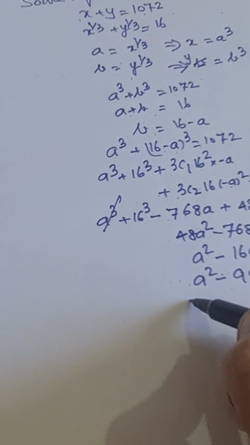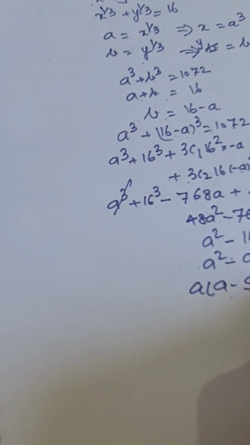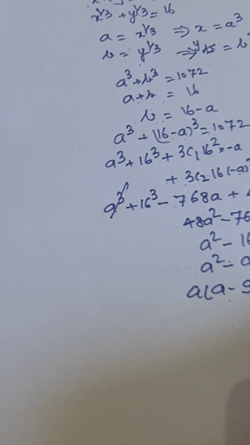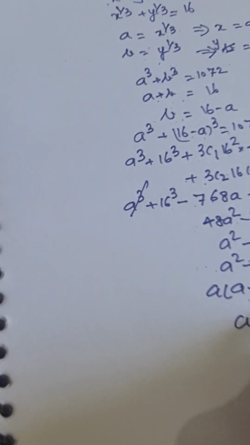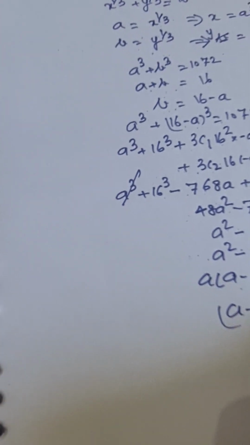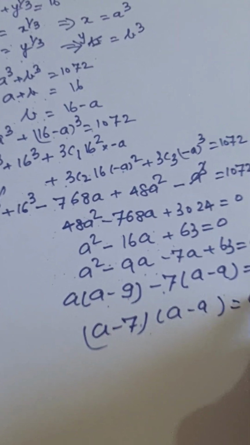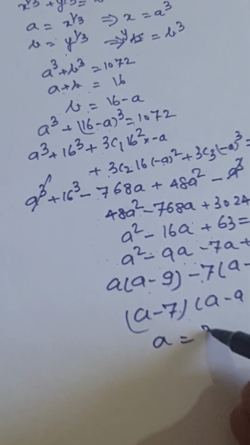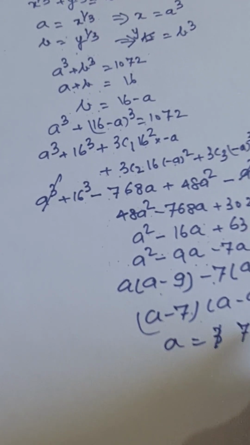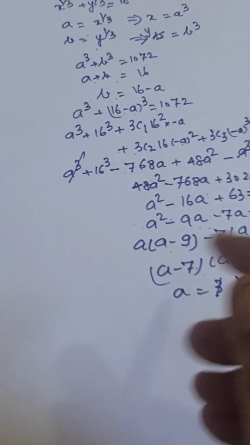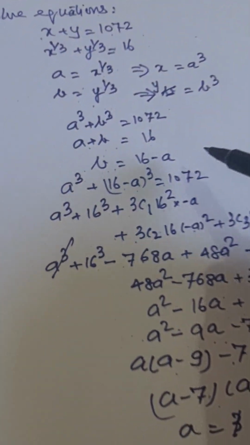So here we take a common, this becomes a minus 9 minus 7, a minus 9 equal to 0, or a minus 7 into a minus 9 equal to 0. So a equal to 7 and 9. And from this transformation, we have x equal to a cube.